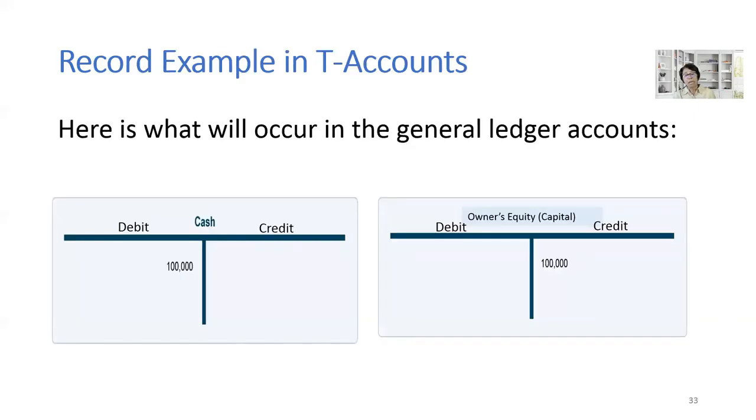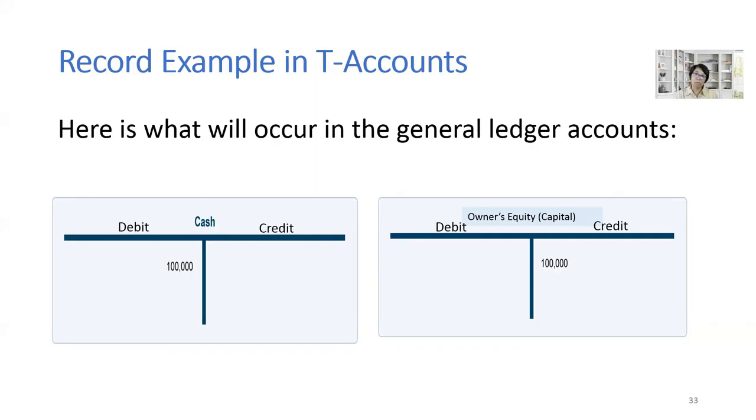Okay, so this is how you record the transaction we just talked about in T accounts. So we debited cash because debit makes cash go up, right? Because cash is an asset and it's on the left side of the equation, so it has a debit balance. So cash goes up when you debit it. Remember, owner's equity went up by $100,000. So on the right side of the T account, your equity went up by 100,000.